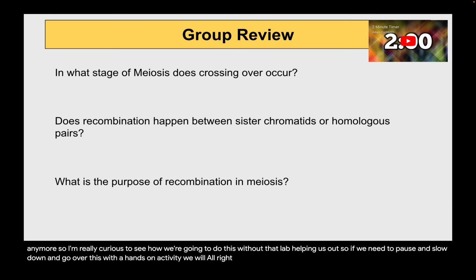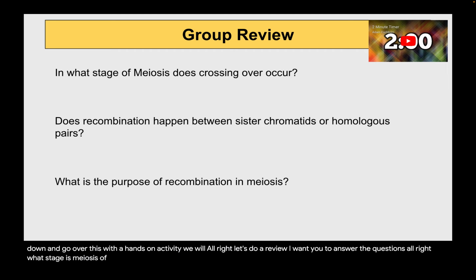All right, let's do a review. I want you to answer the questions. What stage does meiosis crossing over occur? Does it happen between sister chromatids or homologous pairs? And then what is the purpose?